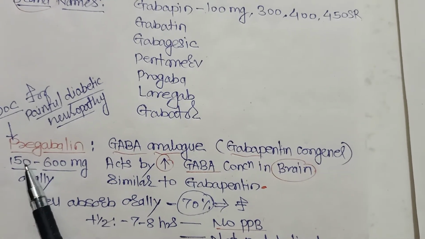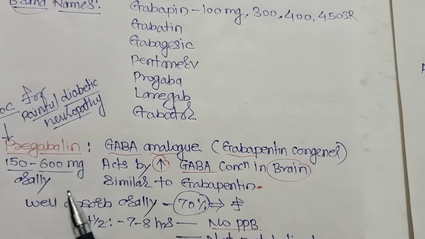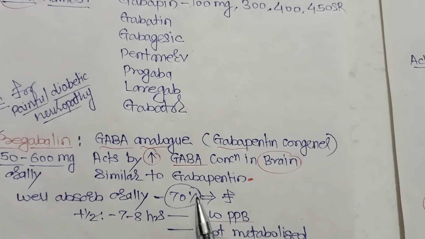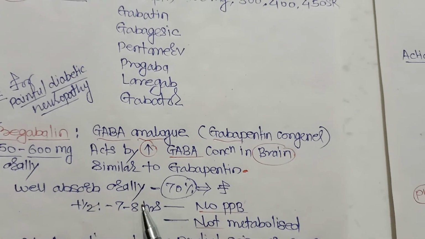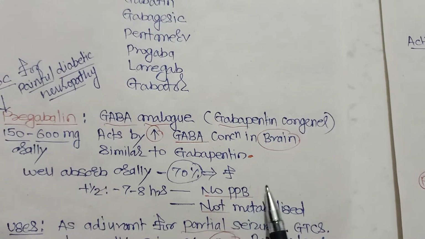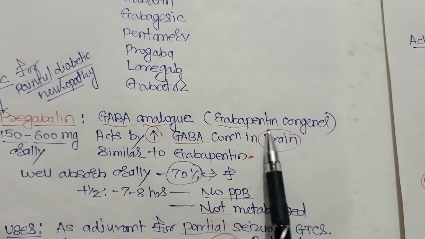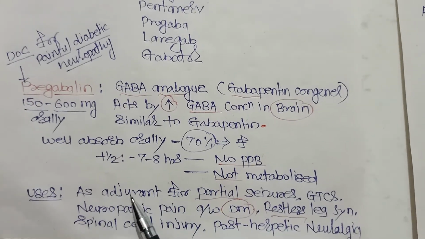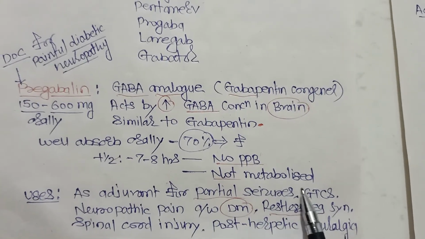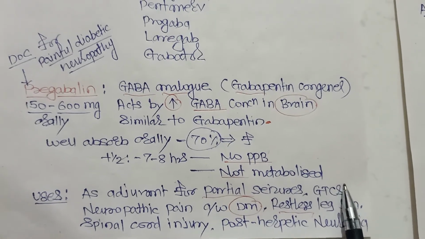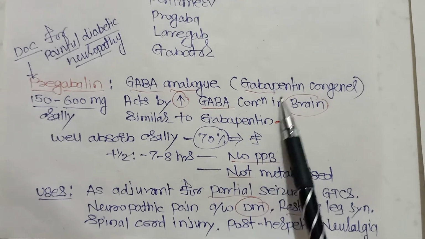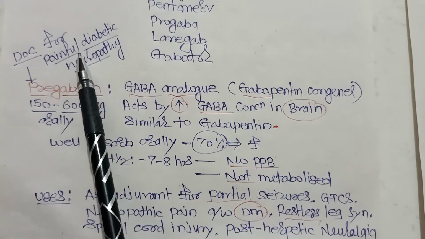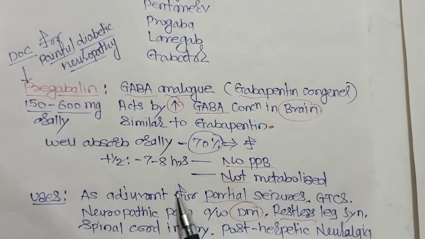The dose is 150 to 600 milligram orally, and it is very well absorbed orally. Oral bioavailability is almost 70%. Half-life is 7 to 8 hours. There is no plasma protein binding. It is not metabolized in the body, same as gabapentin. It is used as an adjuvant for partial seizures and generalized tonic-clonic seizures, same as gabapentin. It's a gabapentin congener, a newer drug, and the drug of choice for painful diabetic neuropathy.